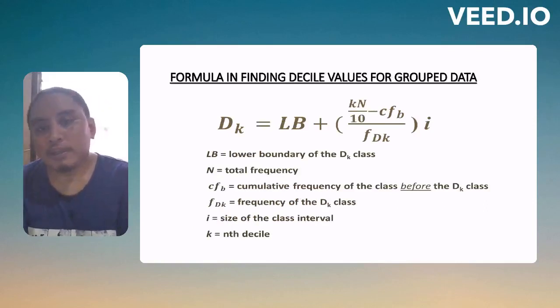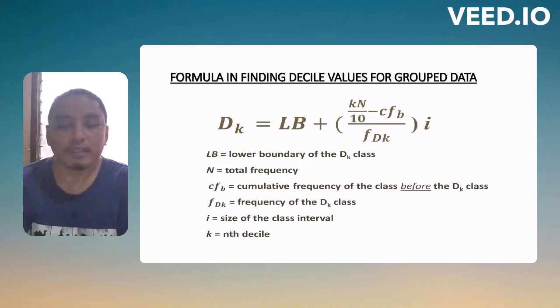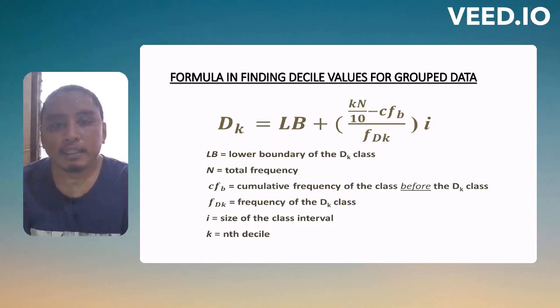This is the formula in finding decile values for group data. Dk equals Lb plus (kN/10 minus CFB) over FDk, multiplied by i. So Lb stands for the lower boundary of the Dk class, N stands for the total frequency, CFB stands for the cumulative frequency of the class before the Dk class, FDk stands for the frequency of the Dk class, i stands for the size of the class interval, and k stands for the nth decile.